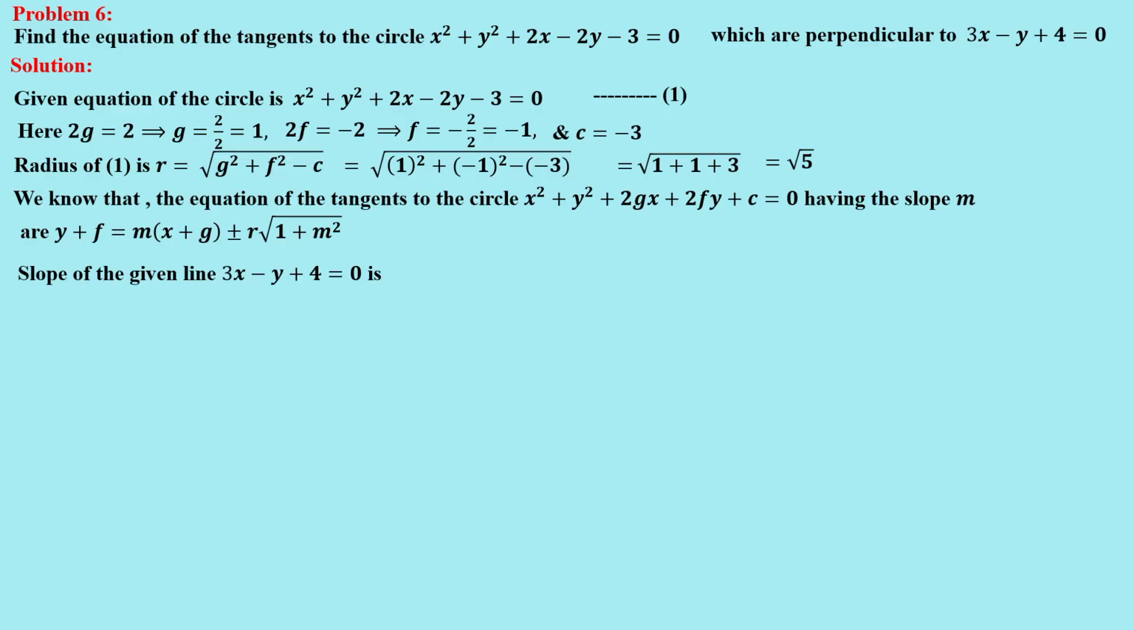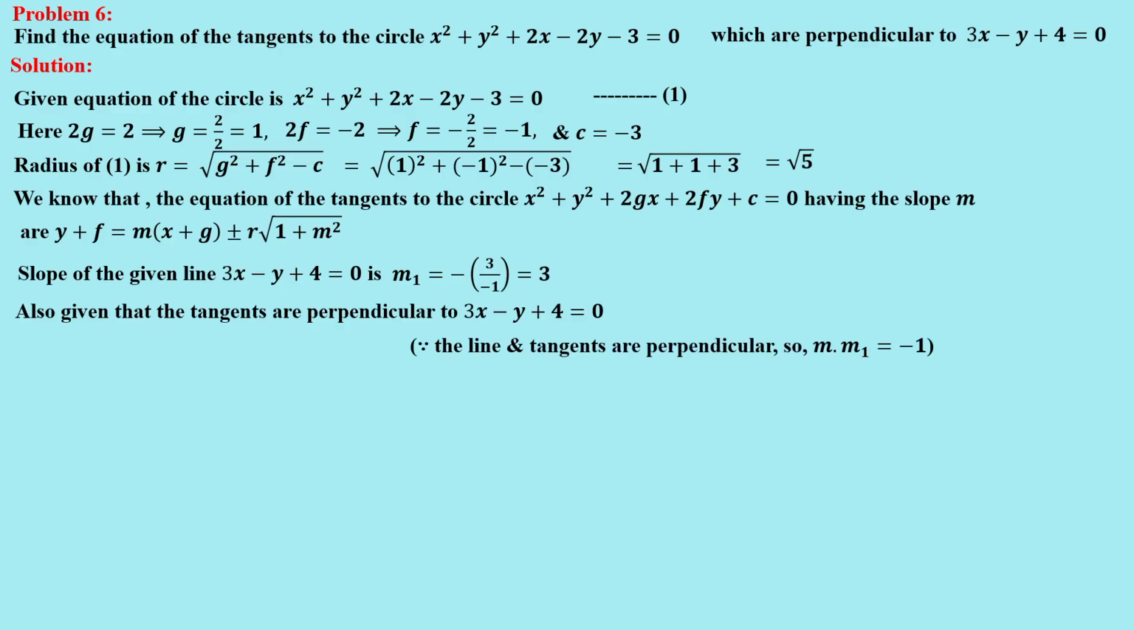So the slope of the given line 3x minus y plus 4 equal to 0 is, we know the slope of ax plus by plus c equal to 0 is minus a by b, right? So minus coefficient of x by coefficient of y. So here m1, we are taking the slope of the given line, is equal to minus a, that is 3, coefficient of x. Coefficient of y is minus 1, so minus of 3 by minus 1, that is equal to 3.